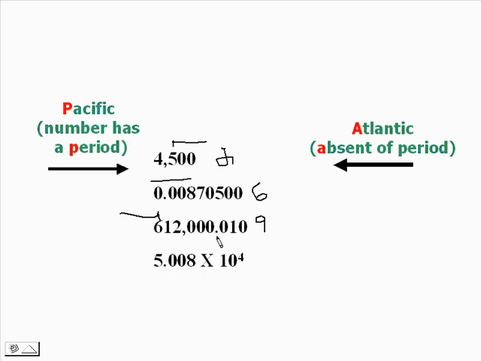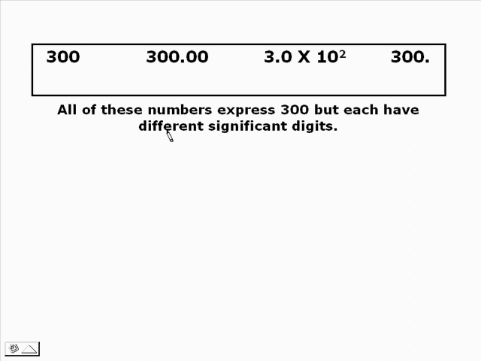If the rules work for you, that's fine. If you like the Pacific and the Atlantic method, use whatever method works for you. This is a scientific notation number, and that falls into the category of scientific notation. I'm just going to use the number as it is. All of the numbers are significant, so I do not use the Pacific and the Atlantic method for this one. Each of these express 300.